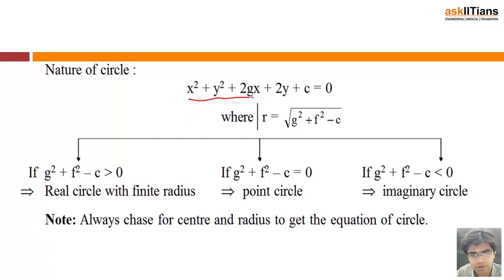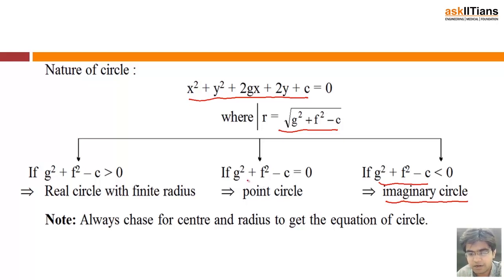The nature of a circle depends upon the radius. So again, this is our beloved general equation, and we have our radius as root of g square plus f square minus c. First of all, let's consider what happens if g square plus f square minus c becomes negative, or less than 0. That means there is a negative term inside the root, which is not allowed, or our distance has become imaginary. There is no real distance. That means the circle also cannot exist, or it's an imaginary circle.